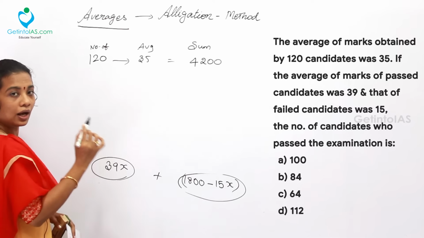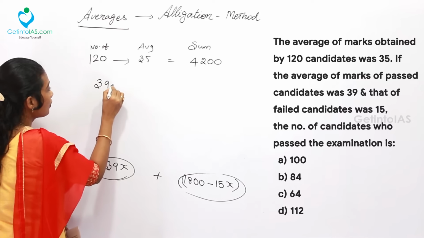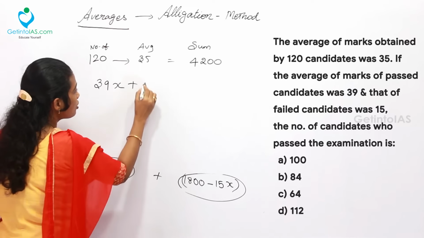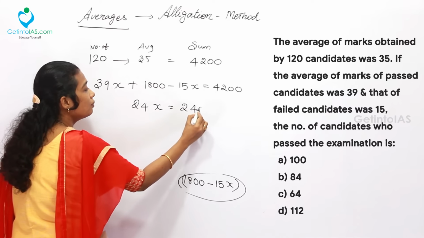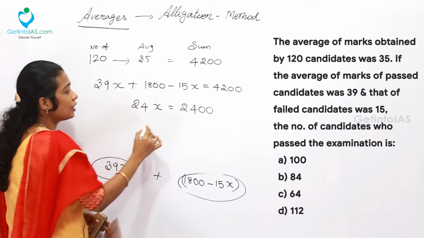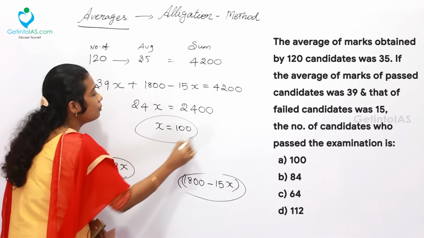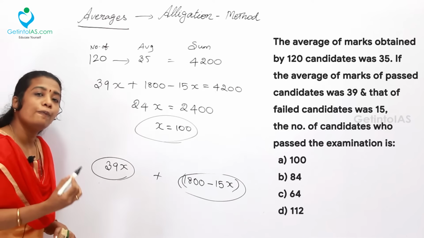Let's do that. So I am taking now 39x plus 1800 minus 15x will be equal to 4200. What is the value of x? Now I am subtracting 39 minus 15, just going to be 24x, and 4200 minus 1800, which will become 2400. Directly, what is the answer for x? x is 100. Simply, what is x? Number of passed candidates, which is said to be x. So in the question it is given in option A, 100 is the correct answer.